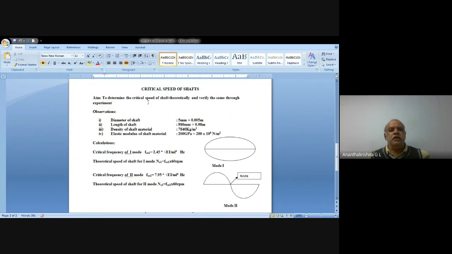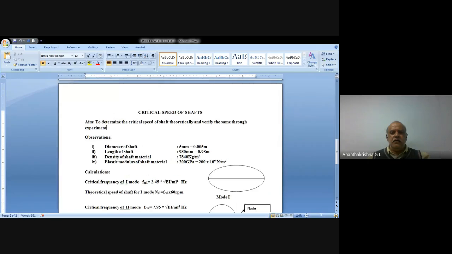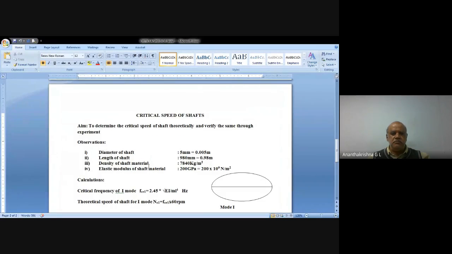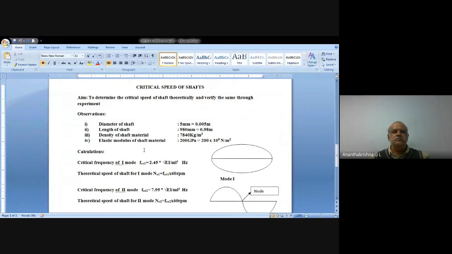Take down the heading as critical speed of shafts. Aim of this experiment is to determine the critical speed of shaft theoretically and verify the same through experiment. Now write down: critical speed of shaft, aim of the experiment is to determine critical speed of shaft theoretically and verify the same through experiment. That is the aim of the experiment.